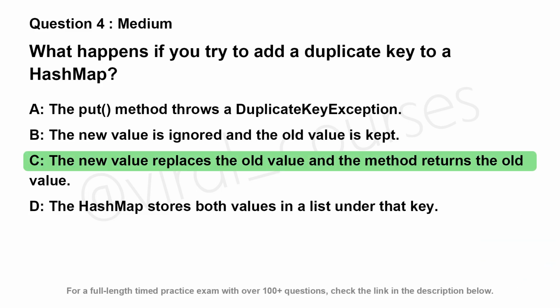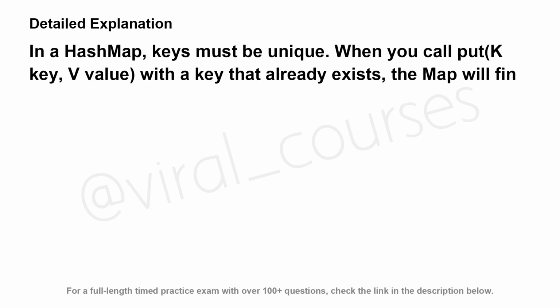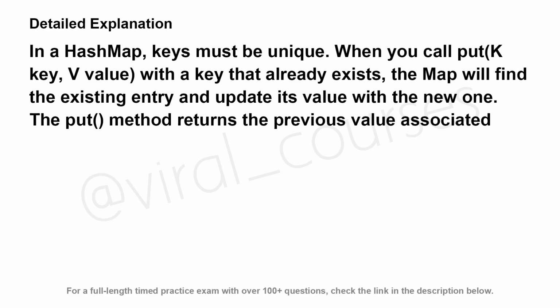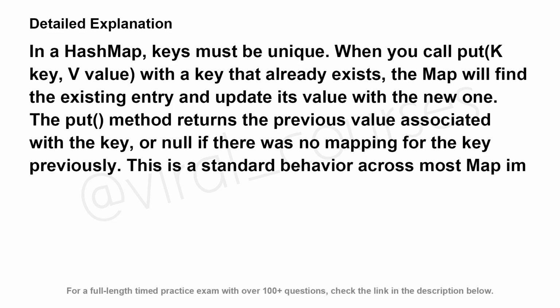The correct answer is C. In a HashMap, keys must be unique. When you call put(key, value) with a key that already exists, the map will find the existing entry and update its value with the new one. The put method returns the previous value associated with the key, or null if there was no mapping for the key previously. This is a standard behavior across most map implementations in Java.